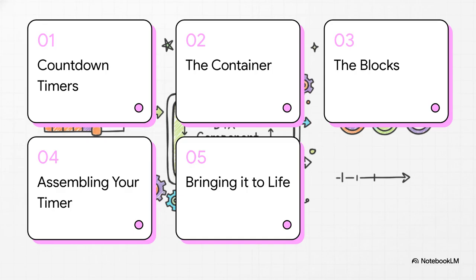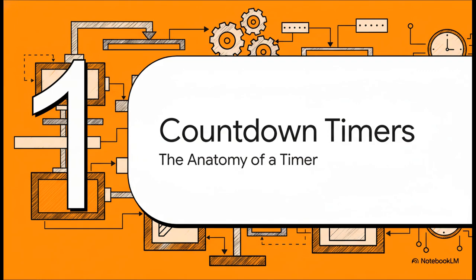Okay, so here's the game plan. We'll tackle this in 5 straightforward parts. We're going to start with the big picture, then we'll break down the 2 main components, the container and the blocks. After that, we'll see how to actually put them together, and finally, how to make it all tick. All right, let's dive right in.